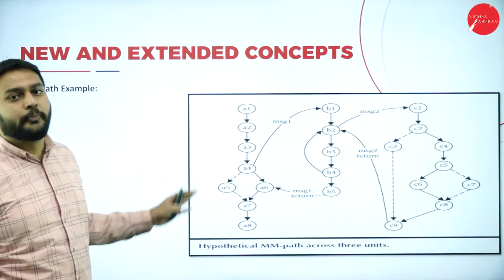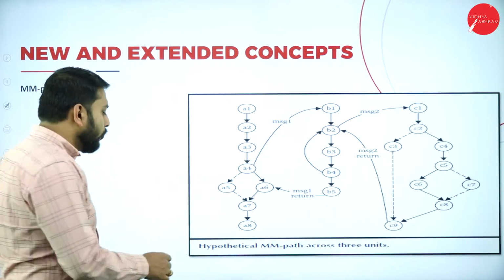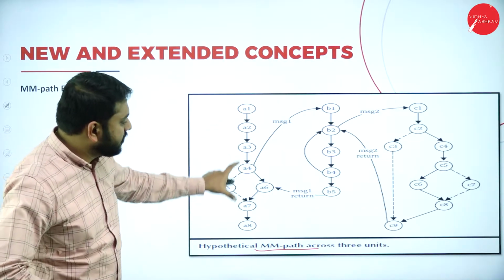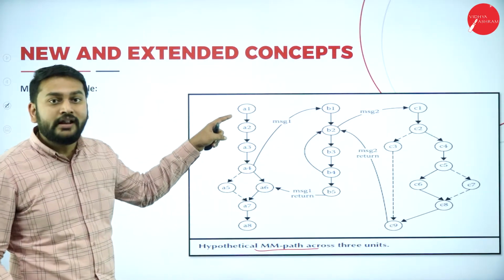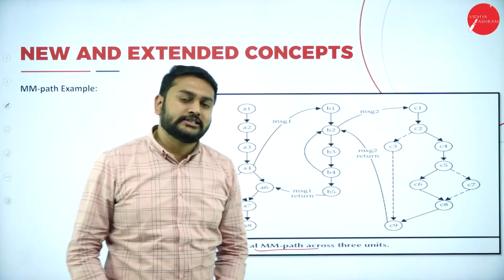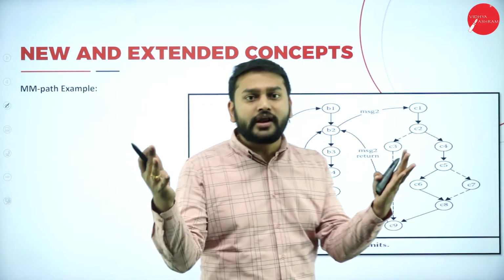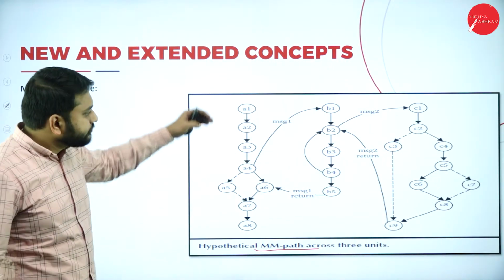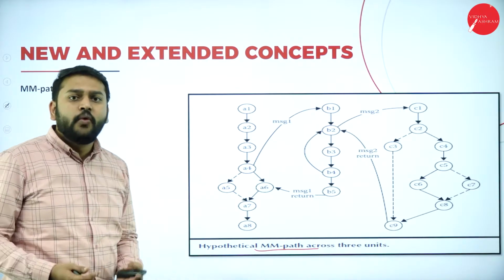Yes, let's understand that previous concept with the help of this diagram. Imagine this is the beautiful diagram which speaks about the MMPath across 3 units. I'm using 3 units: unit number 1, unit number 2, and unit number 3. I'm representing unit 1 as the A series, unit 2 as the B series, and unit 3 as the C series. What exactly are the units, sir? The functions are what I will be calling units, is what you need to remember. All right, so A1, A2, A3, A4, A5, A6, A7, A8. What exactly is this?